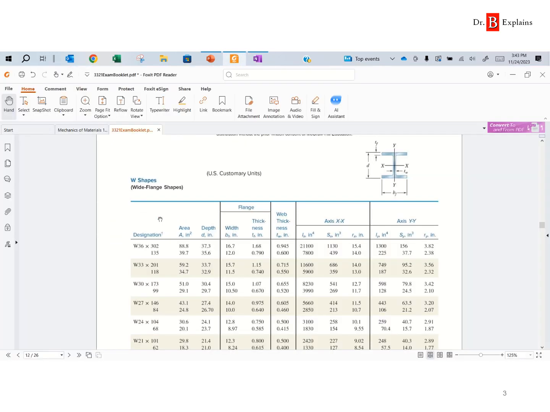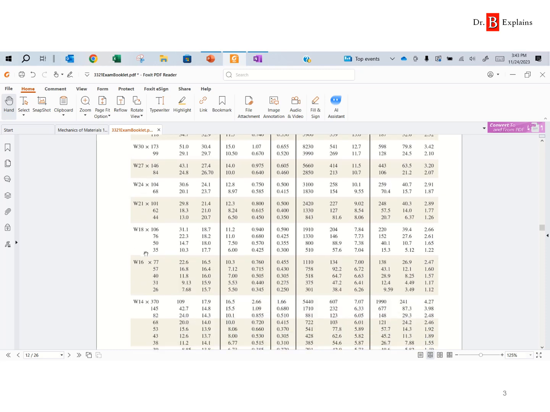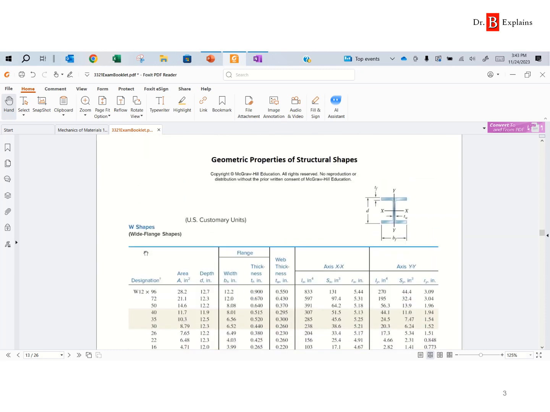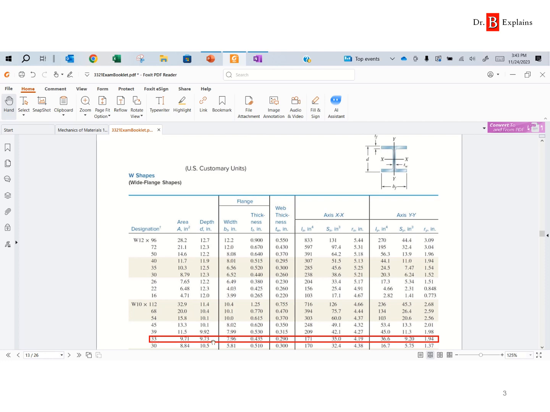W10 by 33. So we scroll down. This is W20s, 18s, 14s, W12, W10, and here I have it boxed in. So these are all the properties for that cross section. What we want is the moment of inertia, I, and here we have two to pick from, Ix and Iy. Which one do you pick? Well, it depends. In this case, the loading is going to be up and down, so the neutral axis is going to be the x-x axis. So we need the moment of inertia about the x-x axis, or Ix, which is 171. And the units are inches to the fourth.